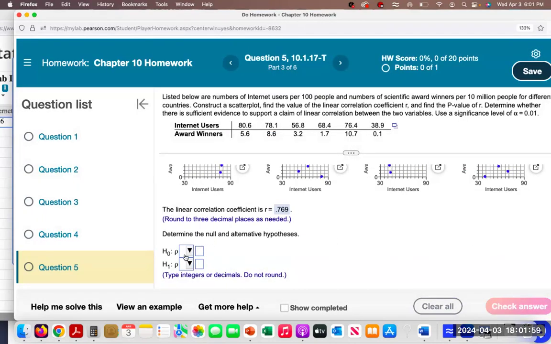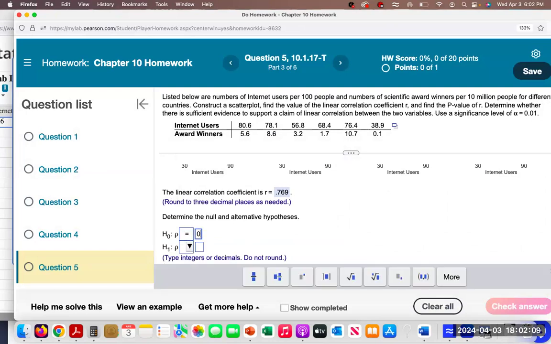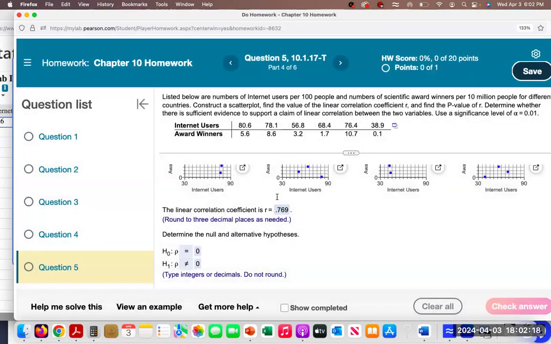Now we want to set up hypotheses. So rho represents the population linear correlation coefficient. If rho is equal to 0, then that means there is no linear correlation between the two variables. If rho is not 0, then that means there is a linear correlation between the two variables.